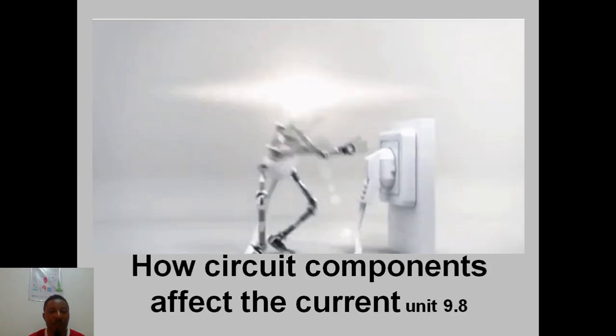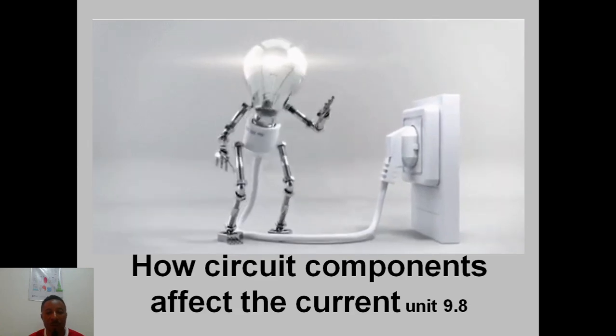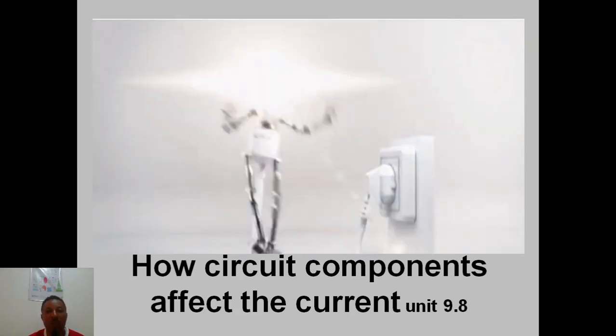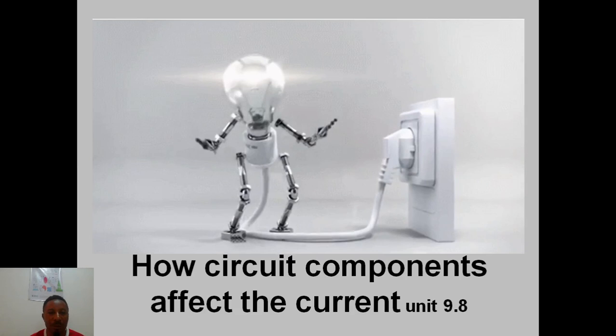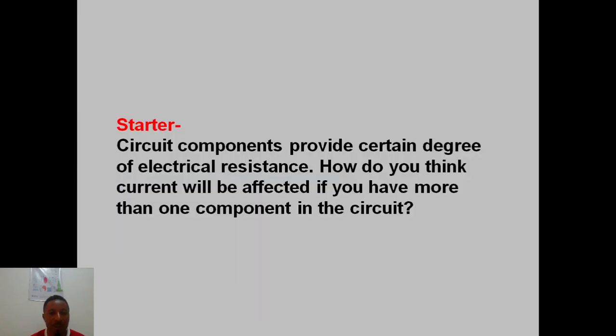In this lesson we are going to look at how circuit components affect the current flowing in a circuit. Now, circuit components, we know, provide a certain degree of electric resistance. Electric resistance is the resistance offered by components like, let's say, a bulb, a buzzer, and so on, to the flow of current. Circuit components don't allow current to flow so smoothly because they are present.